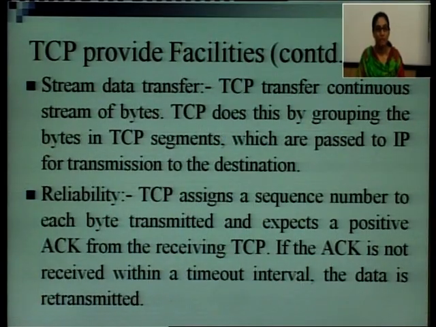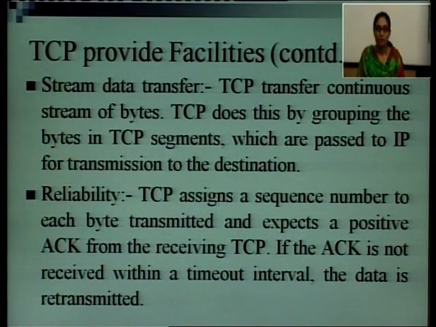First is stream data transfer. TCP transfers a continuous stream of bytes. TCP does this by grouping a number of bytes into a TCP segment. We simply organize the stream of bytes into some segments and we transmit those segments to the destination, which are passed to IP for the transmission to the destination. So TCP can transmit the data in the form of segments.